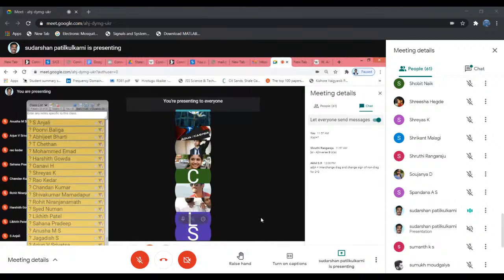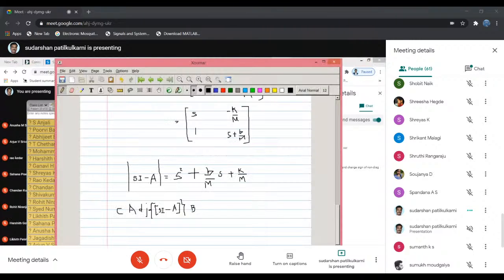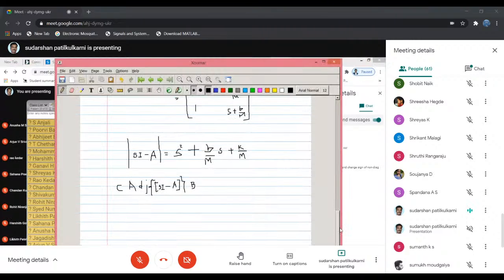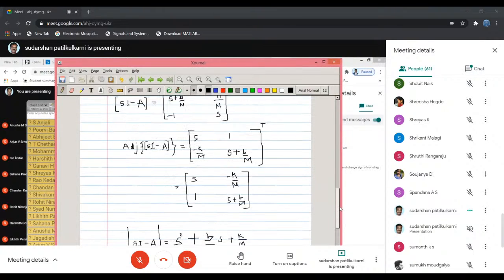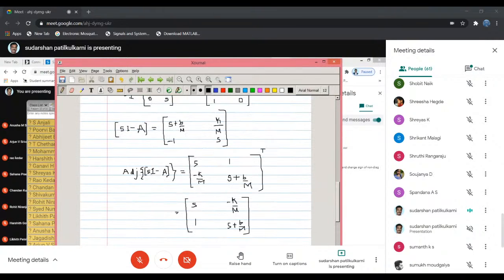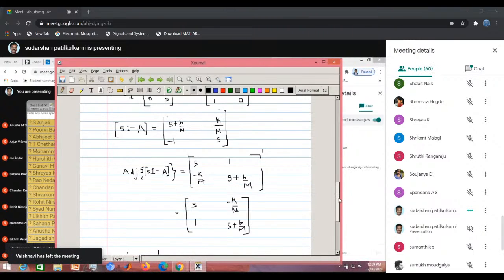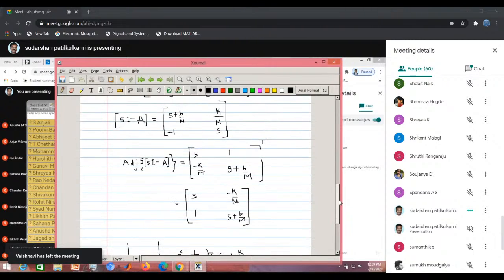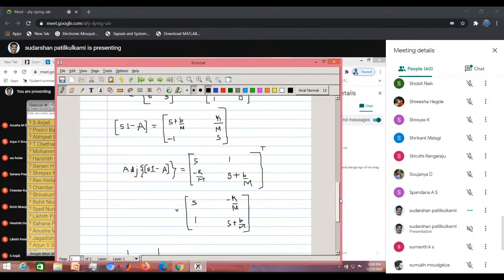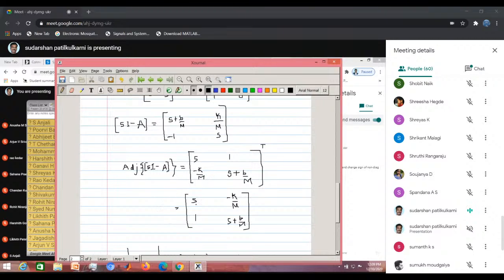Yeah, that's right. You can do that only for a 2 cross 2 matrix. So you need to be careful when you go for a 3 cross 3 matrix. That's why I'm giving you the procedure to find the adjoint. You need to find the cofactors and then take the transpose. So in case of 2 cross 2, it will be just changing the sign of the non-diagonal elements.